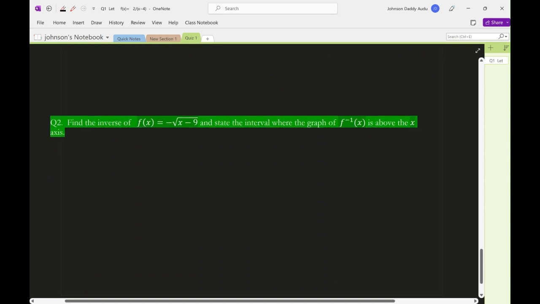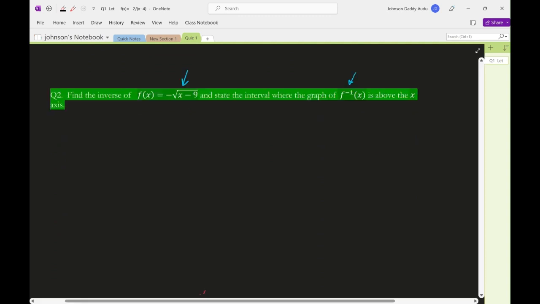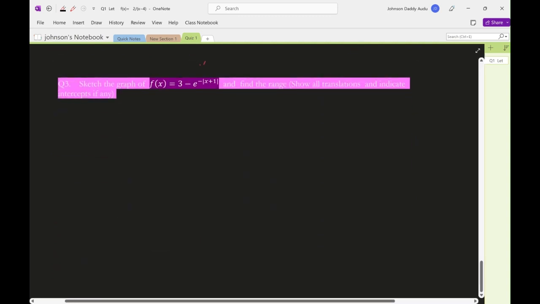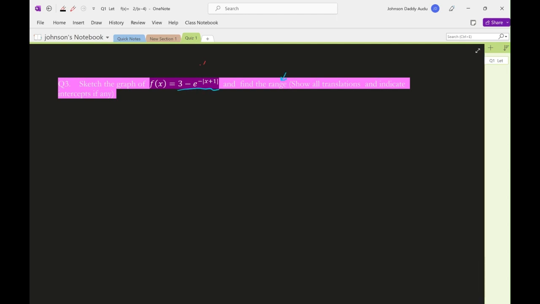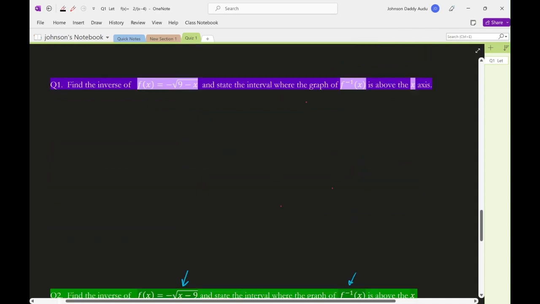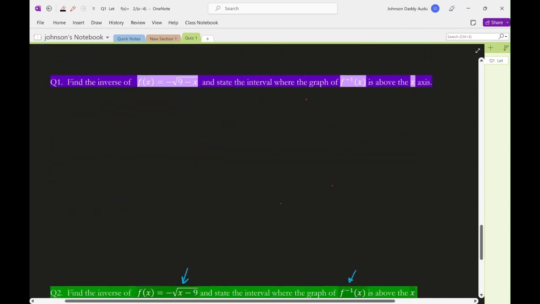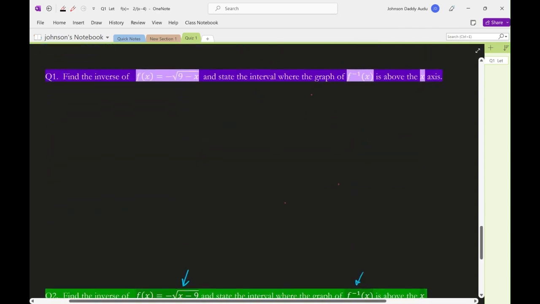And number two is a similar question, just the function changes a little bit, so the same story. And question number three is to sketch this exponential graph and find its range. So let's start with the first question. The first question says we should find the inverse.